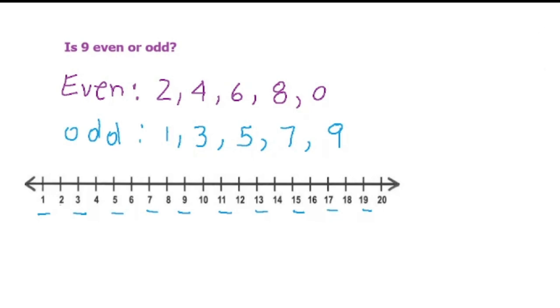So let's do the even ones now. On the number line, let's underline them. So 2, 4, 6, 8, 10, 12, 14, 16, 18, 20. So these are all the ones that end in 2, 4, 6, 8, and 0.